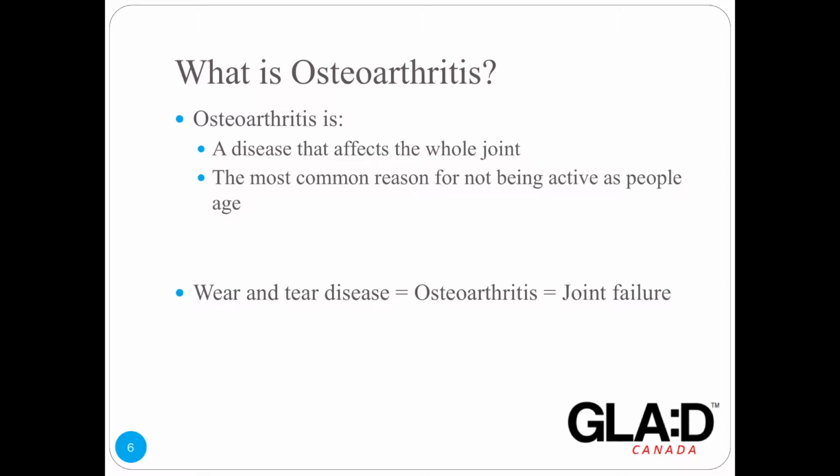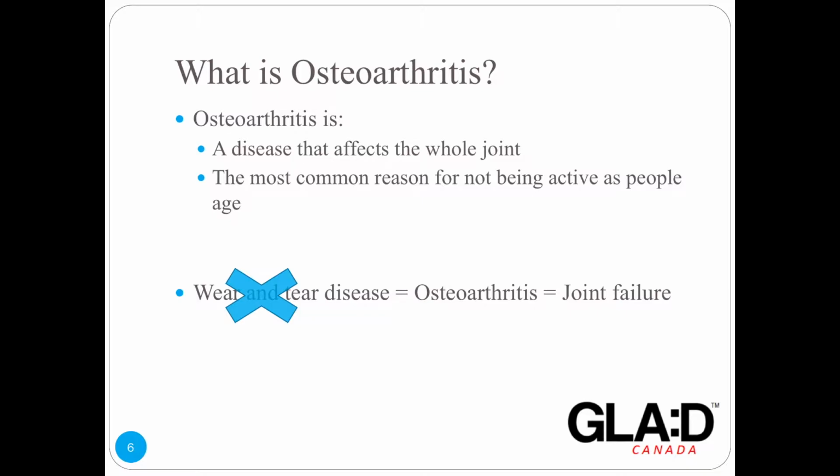Osteoarthritis has been presented as a wear and tear disease. And when we think of osteoarthritis as a wear and tear disease, that also makes us think that we shouldn't do any sort of movement or extra physical activity and exercise because it'll progress that wear and tear in that joint. Now what we know is it's not a wear and tear disease, and that physical activity and exercise is actually the best thing that you can do for your joint health.